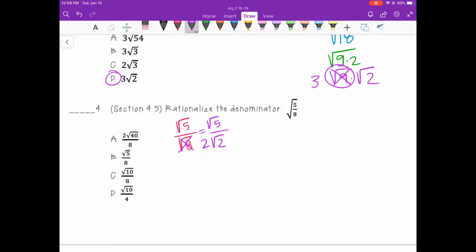We do not like having radicals in our denominator, though, so we are going to multiply top and bottom by radical 2. In our numerator, they're both under the radicals, so we can simplify them. And so we have radical 10. In our denominator, this 2 carries and stays 2. And then we've got radical 2 times radical 2, which is just regular 2. So then we're left with radical 10 over 4, D.